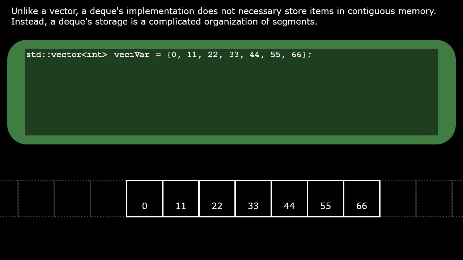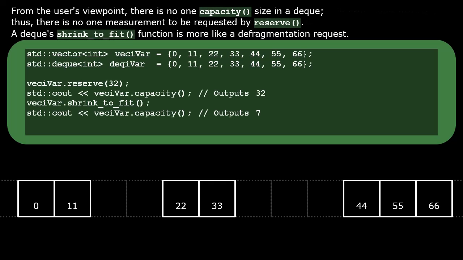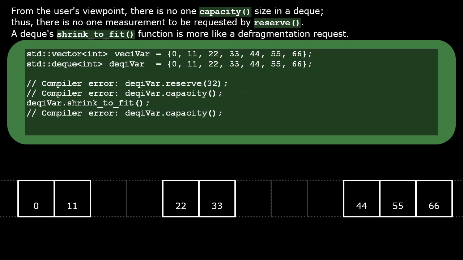Unlike a vector, a Deque's internal implementation does not necessarily store items in contiguous memory. Instead, a Deque's storage is a complicated organization of segments of memory. From the user's viewpoint, there is no one single capacity size. Thus, there is no one measurement to be requested by reserve. A Deque's shrink to fit function is more like a defragmentation request.